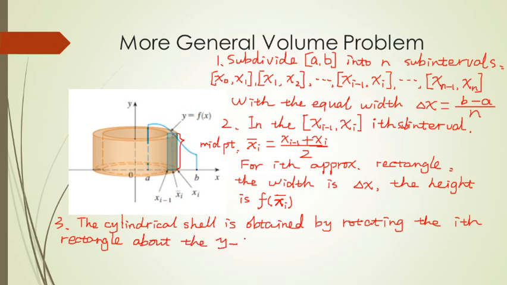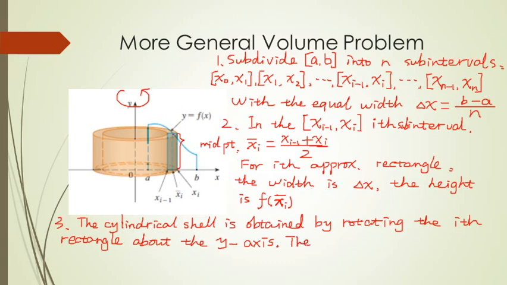That is how we obtained this shell. And you can imagine that if we rotate this rectangle about the y-axis, we get a cylindrical shell, okay? Then what is the volume for the cylindrical shell? And actually this is the ith shell, okay? We will call it the ith shell because it's from rotating the ith rectangle.